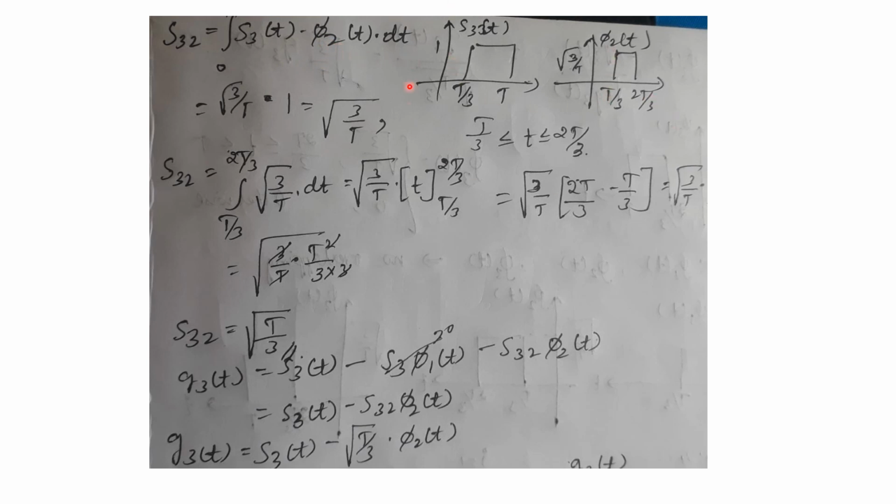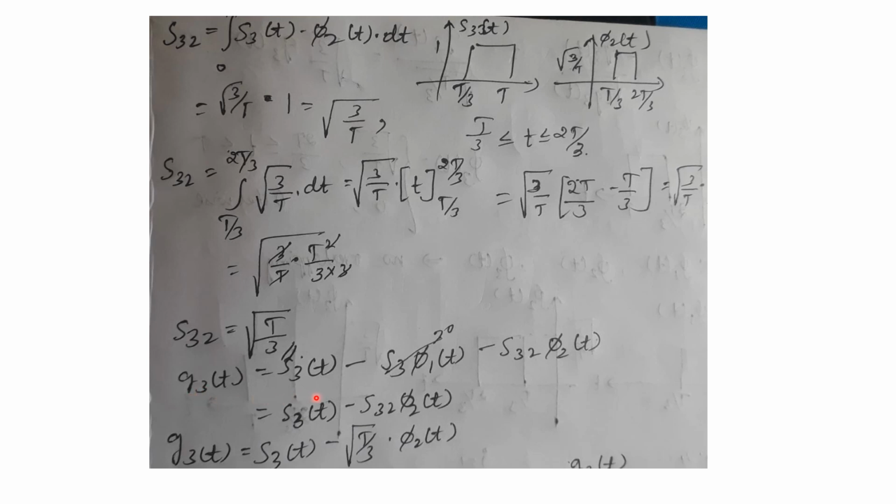We have plotted the graphs here, and for s32 we get square root of 3 by T, and the limits vary from T by 3 less than or equal to t less than or equal to 2T by 3. s32 is equal to the integral of T by 3 to 2T by 3 of square root of 3 by T into dt, which is square root of 3 by T into t with the limits from T by 3 to 2T by 3. Then after simplification, we get s32 is equal to square root of T by 3.